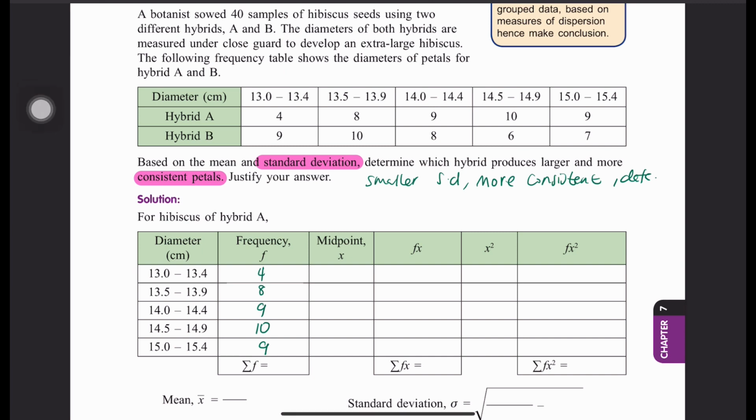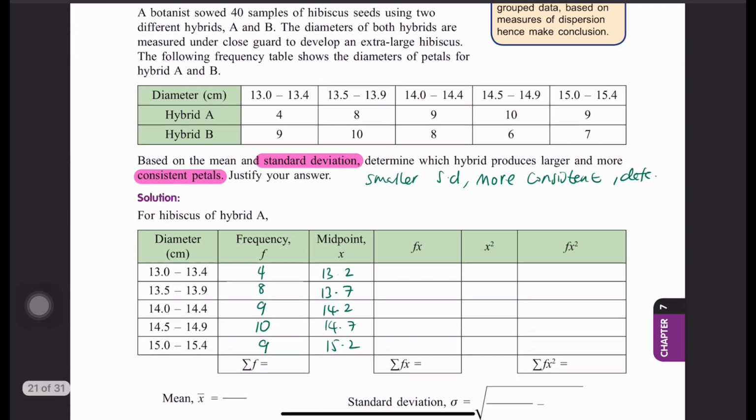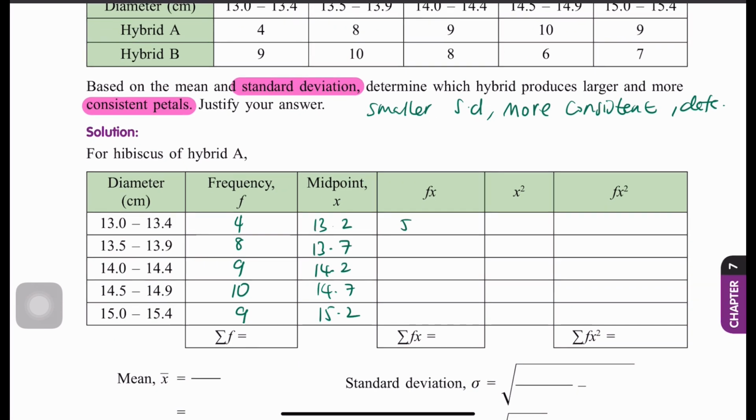Okay, plus 2 divide by 2. So we have 13.2, 13.7, 14.2, 14.7 and 15.2. So fx, kita darabkan f dengan x, kita akan dapat 52.8, 109.6, 127.8, 147, 136.8. So x square, okay, ambil x square kan.